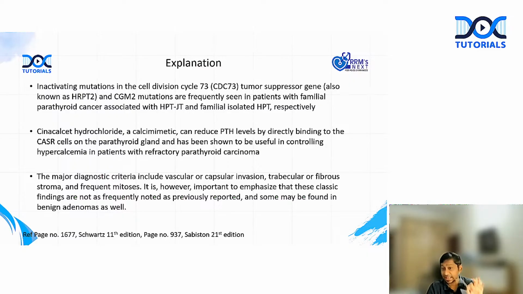Cinacalcet is a calcimimetic. It can regulate the PTH level. It is specifically approved for two conditions. One is either in secondary or tertiary hyperparathyroidism with severely elevated parathyroid hormone levels, or in this scenario where you have a parathyroid cancer with severe hypercalcemia, refractory parathyroid cancer, severely elevated PTH level. In this scenario, again, cinacalcet is specifically approved for this.